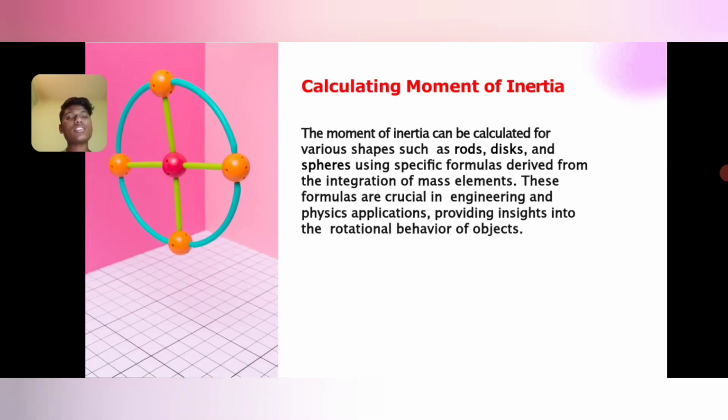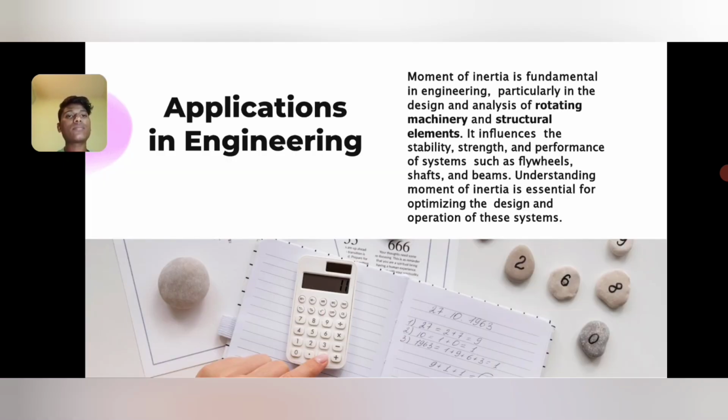Calculating moment of inertia. The moment of inertia can be calculated for various shapes such as rods, discs, and spheres using specific formulas derived from the integration of mass elements. These formulas are crucial in engineering and physical applications, providing insight into the rotational behavior of objects.